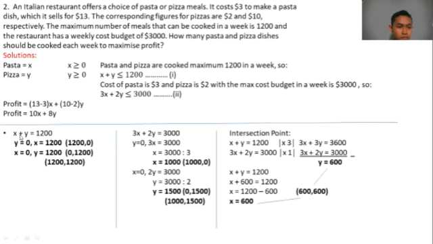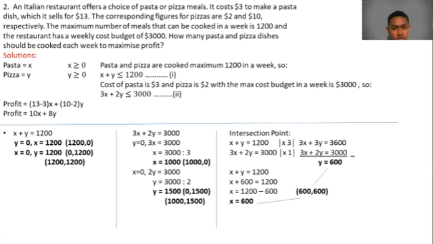Let's go to the first equation, x plus y equals 1,200. To find the x point, we put y as 0, so we get x as 1,200, and then we put x as 0, so we get y as 1,200. So the points of the first equation are 1,200 and 1,200.